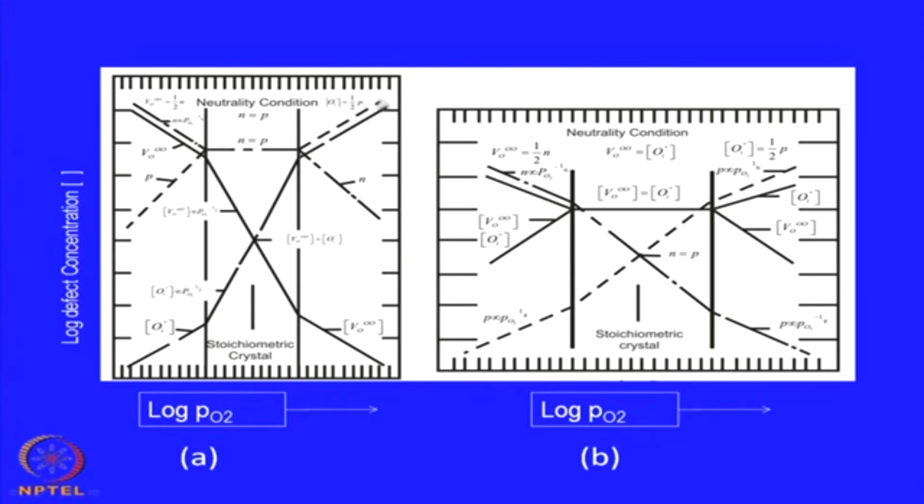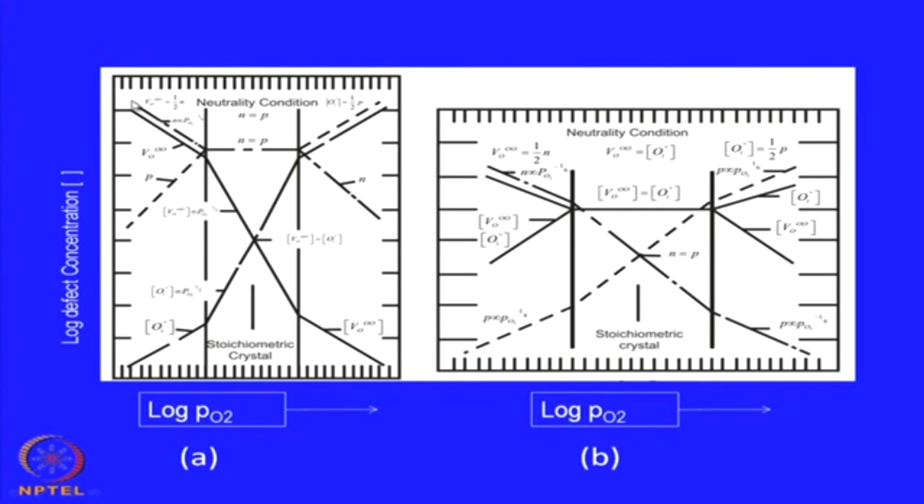On the right side the highest one is the concentration of P, and this is the concentration of N, and this is here concentration of P and on this side concentration of N. So, all these 4 different defects have been calculated as a function of PO2, and this is the variation.